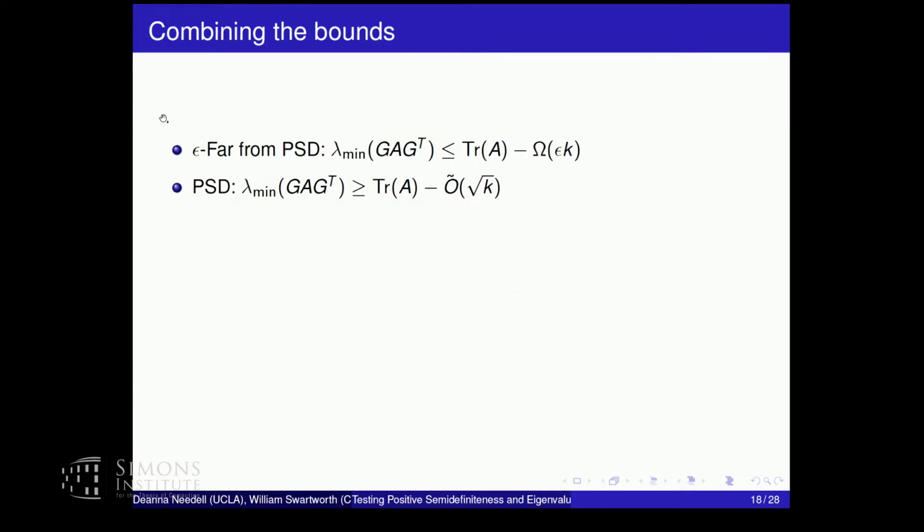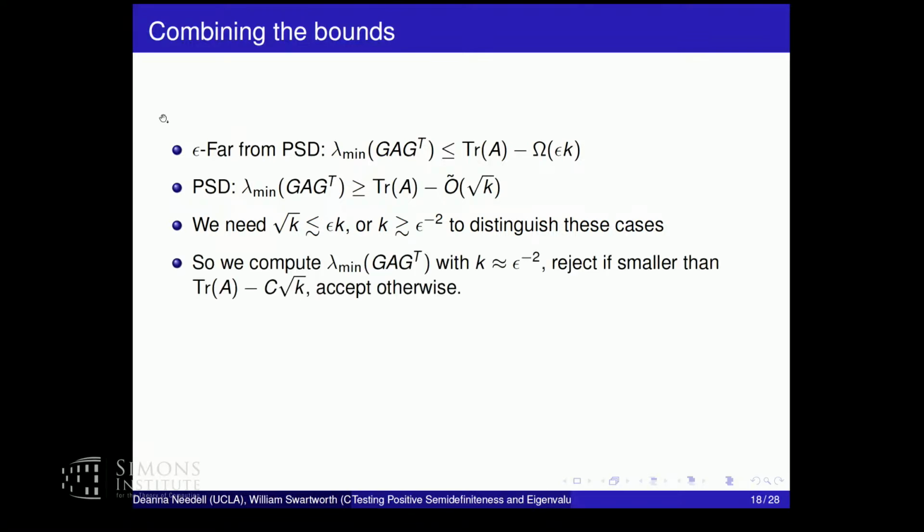And that's it. So the idea is if you're epsilon far from PSD, you can show the minimum eigenvalue is a little bit far away from the trace of A. On the other hand, if you're PSD, the minimum eigenvalue is somewhat close to the trace of A. You then choose your number K of measurements to separate these two cases. And if you just solve, you see that you need your Gaussian matrix to have 1 over epsilon squared small dimension. So the idea is just to compute the minimum eigenvalue of the sketch.